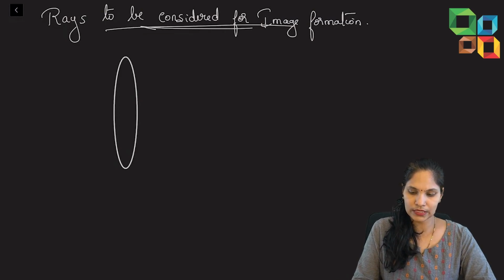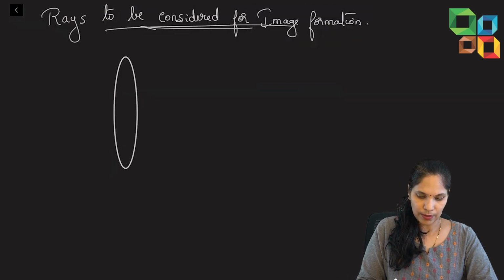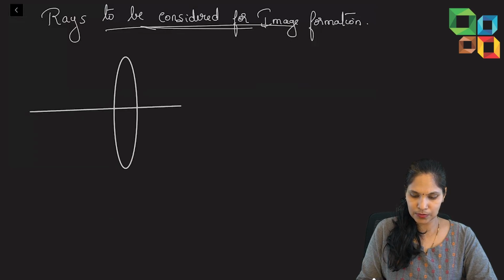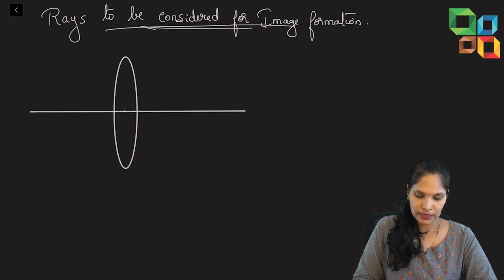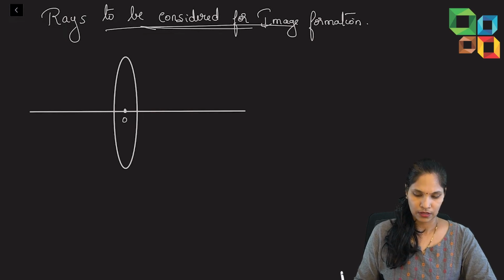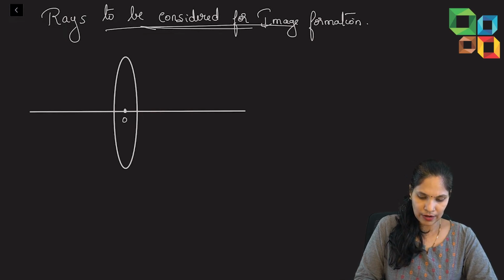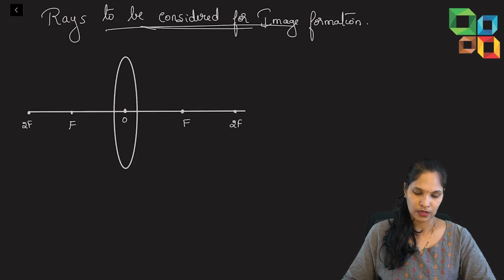So I've taken a convex lens here and I'm going to mark the principal axis. All this we have discussed in our last class. What is the principal axis? What is the optic center? The exact center of the lens, we call it the optic center. Then this lens will have two focus points, one on the left side, one on the right side, and exactly double of that I can call 2f, which will be there on both the sides.